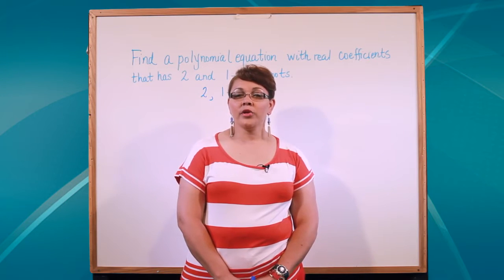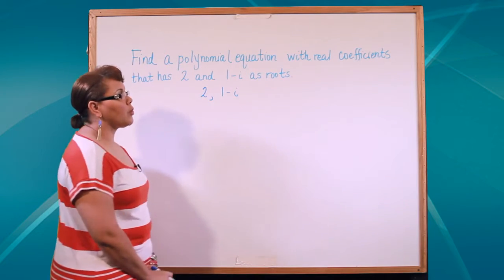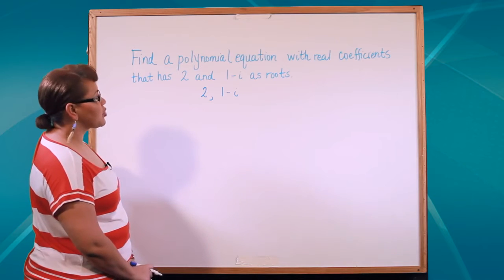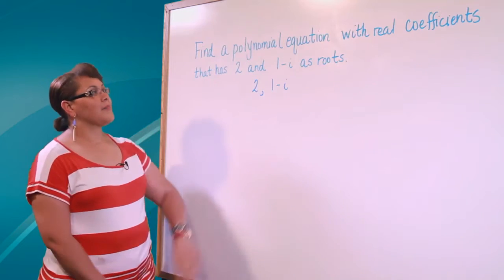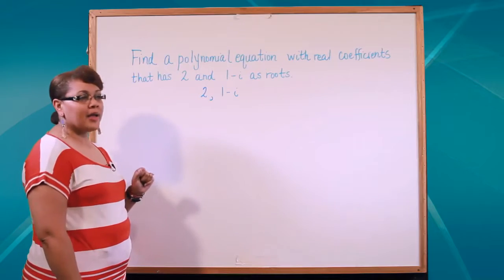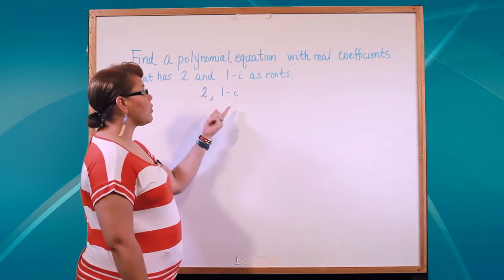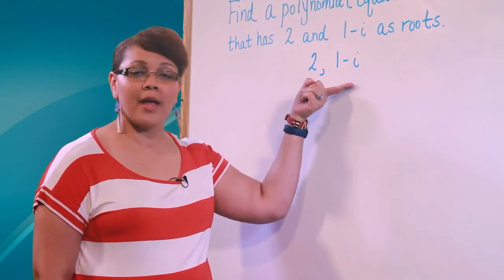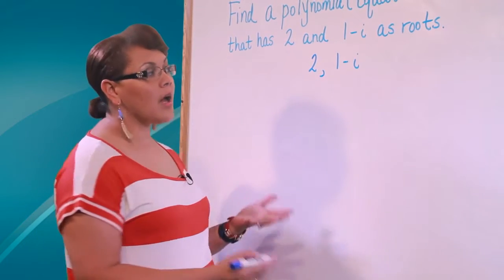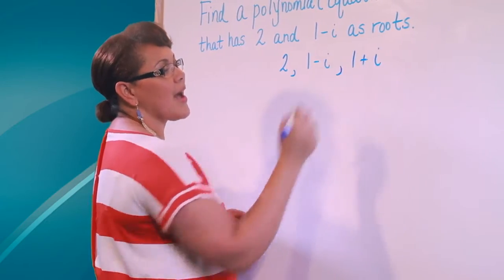In this example, we will use the conjugate pairs theorem to find the polynomial equation with real coefficients that has 2 and 1 minus i as roots. Okay, we have 2 and 1 minus i as roots. Because we have an imaginary number here, we know that it has to have another root, which would be the conjugate pair to 1 minus i. The conjugate pair to 1 minus i would be 1 plus i.